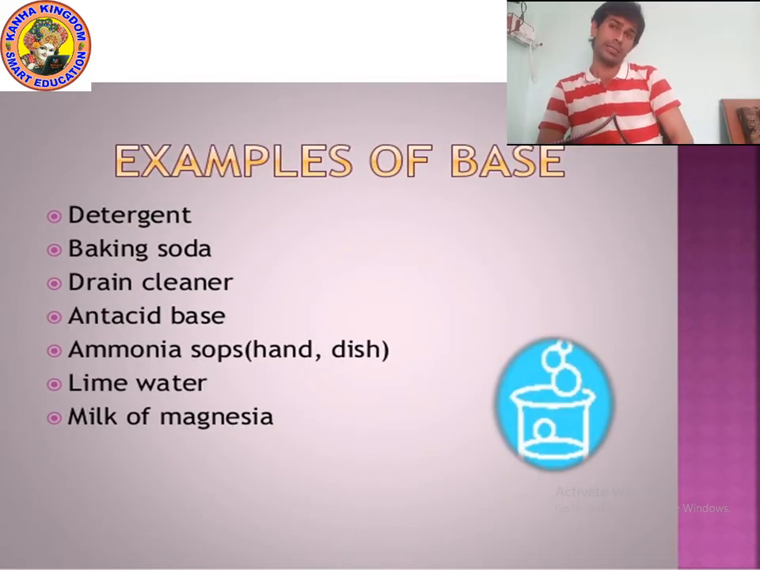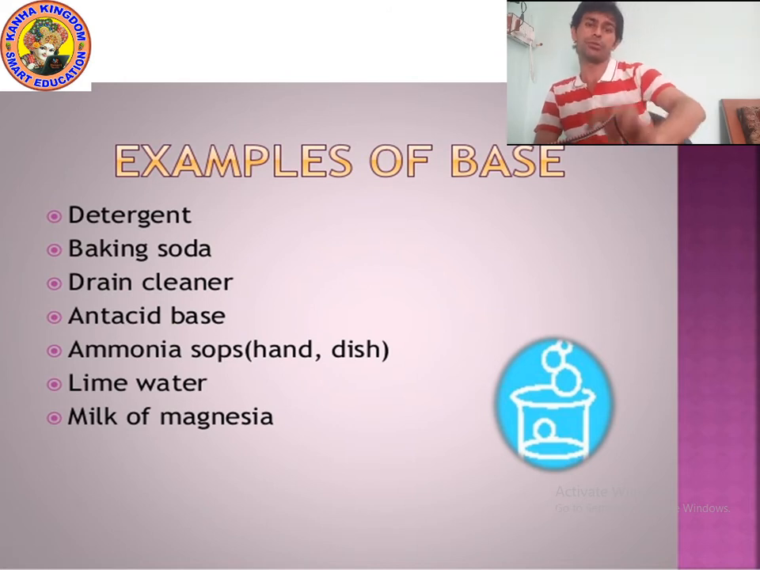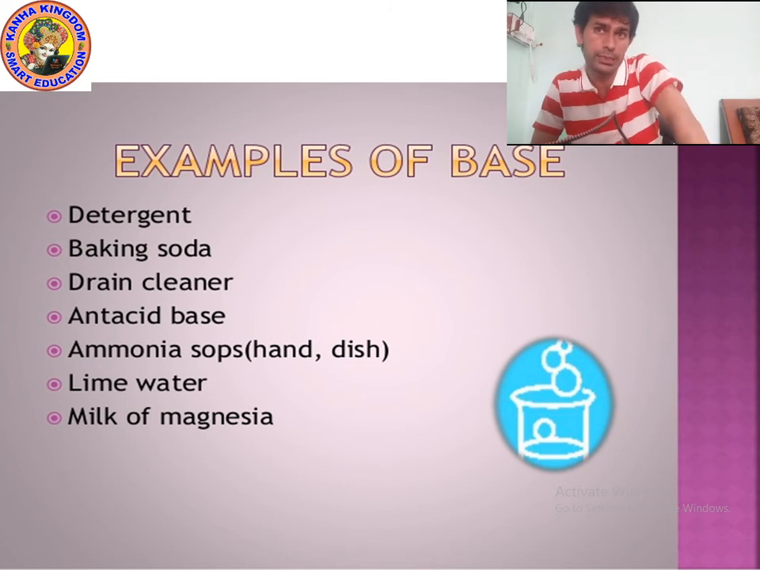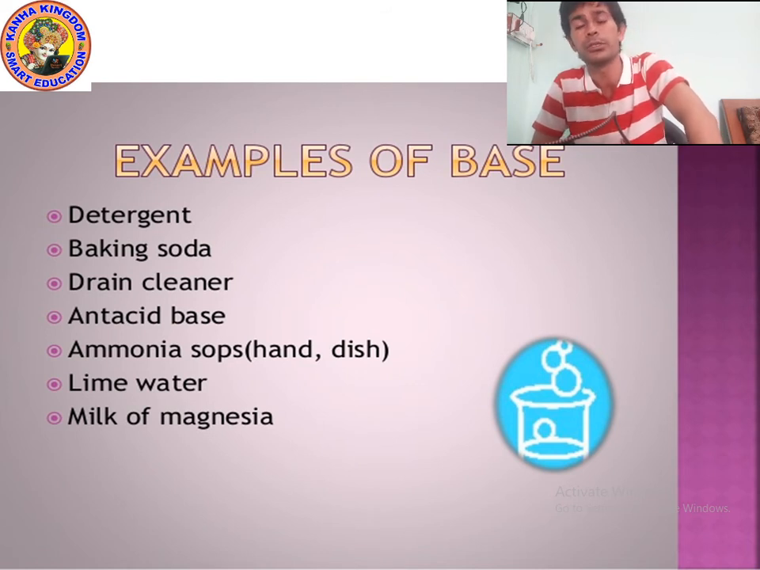Okay kids, now let's see the examples of bases, because we know that bases are bitter to taste, soapy to touch, and water soluble bases are called alkalis. All alkalis are bases, but all bases are not alkalis, and they turn red litmus blue, pH is greater than 7. Remember kids, that all these are properties of bases. Which are the properties of bases?